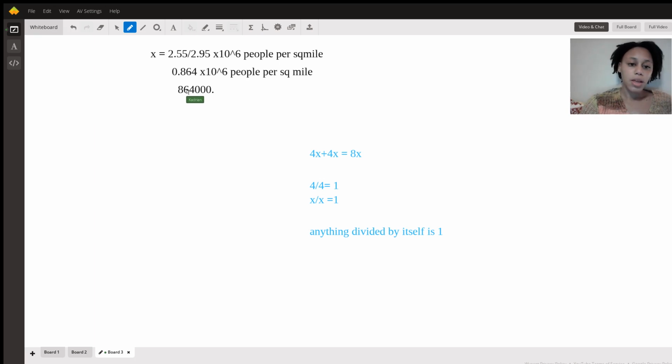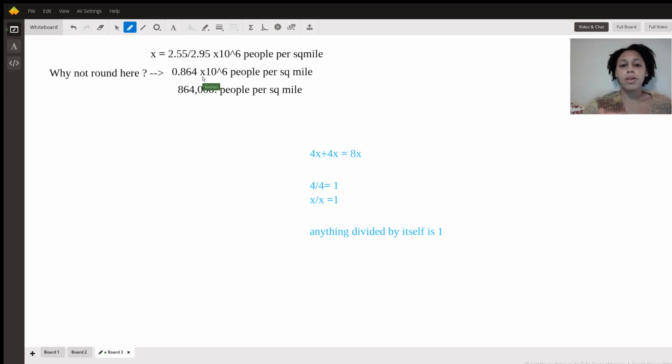actually, let's see, what is this? 864,000 people per square mile. Now, you may be asking, why did we not round here? Why not round right there?